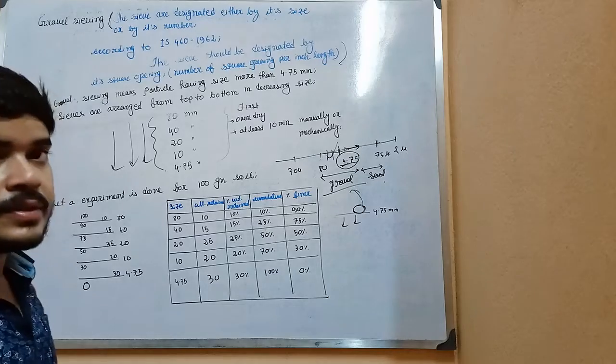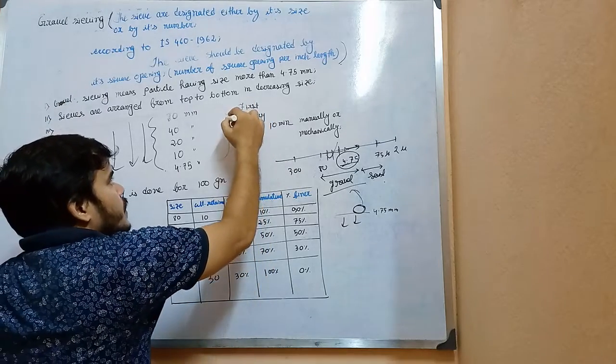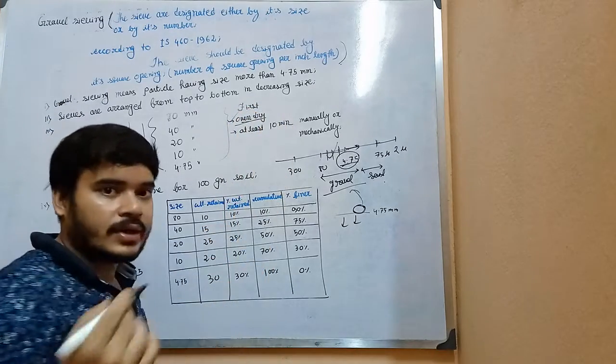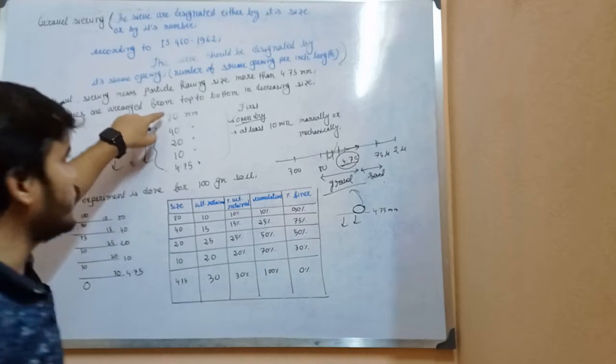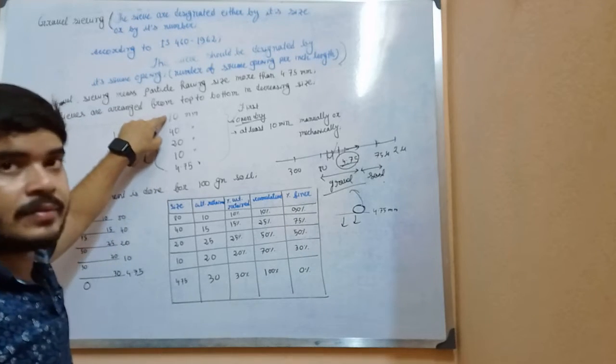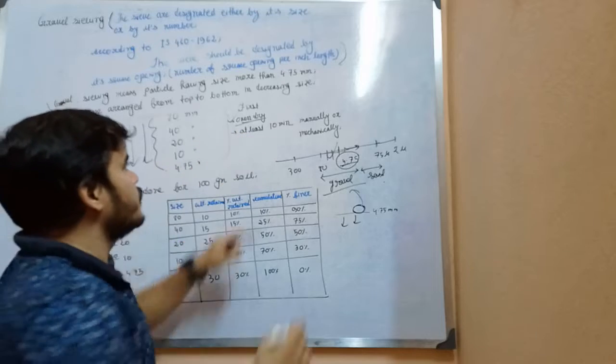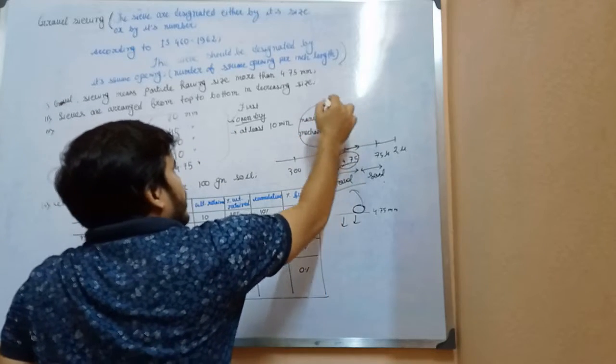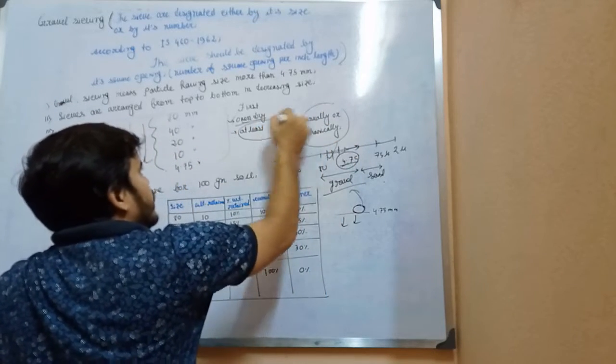To start the sieving, we first have to oven dry the soil. Then you have to put the soil in this 80 mm sieve, and then shake it manually or mechanically for at least 10 minutes.